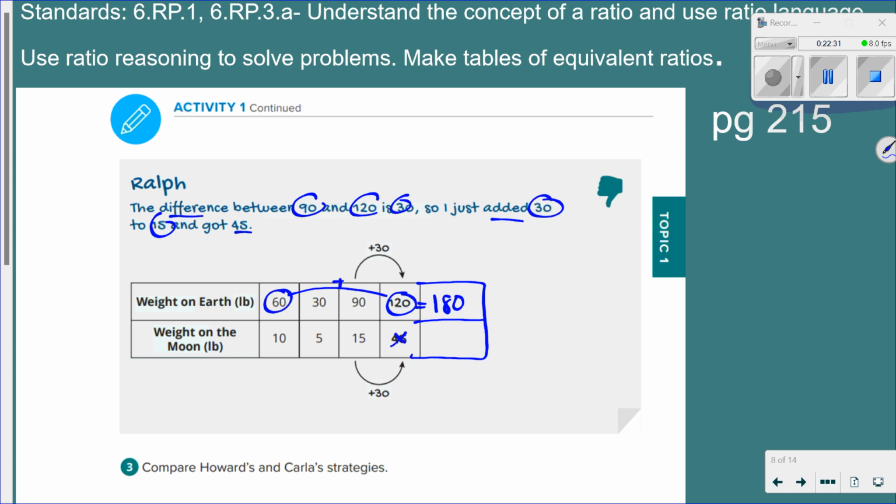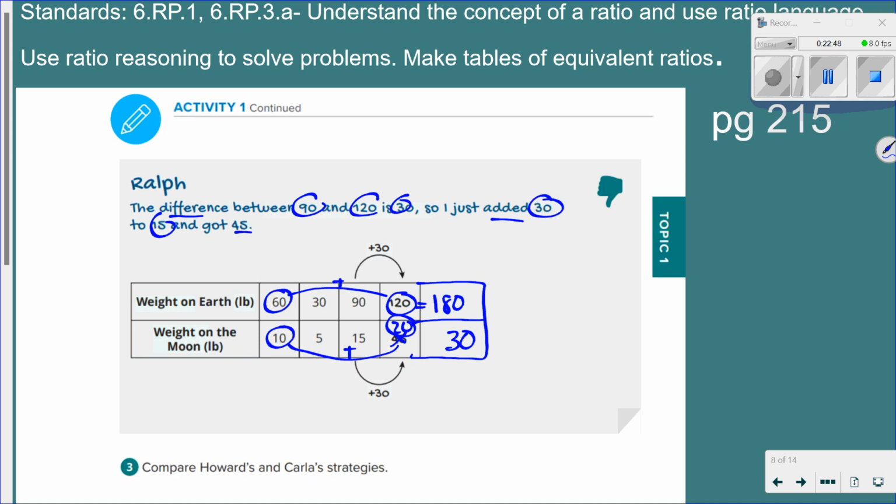Let's just make a correction. This one should have been 20. So what numbers would I add on the bottom? 10 and 20. I have to use the same entries if I'm going to use additive. So 10 plus 20 would get me 30.